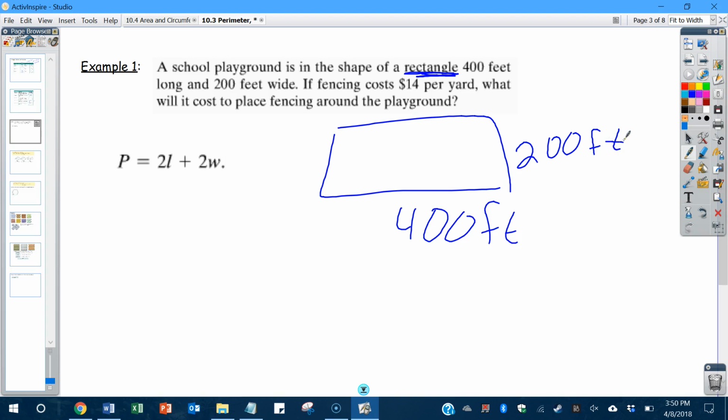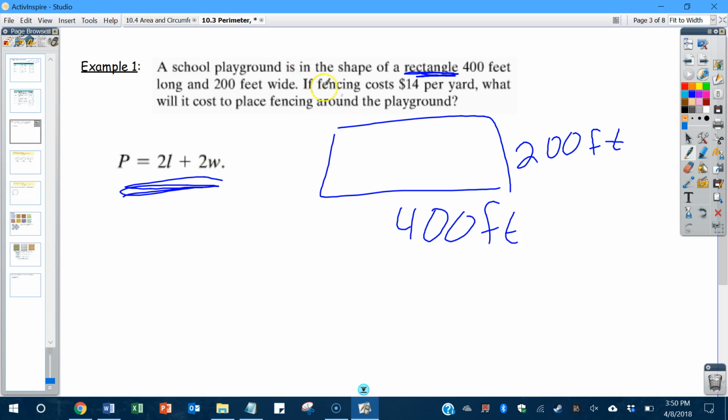Then I can use the fact that it's a rectangle to calculate the perimeter, because I know this side is the same as this side, it's 400 feet. This side is the same as this side, it's 200 feet. But what I could also do is simplify that by just saying, if I know the length, I'll just double it. And if I know the width, I'll just double it, and that gets me all 4 sides.